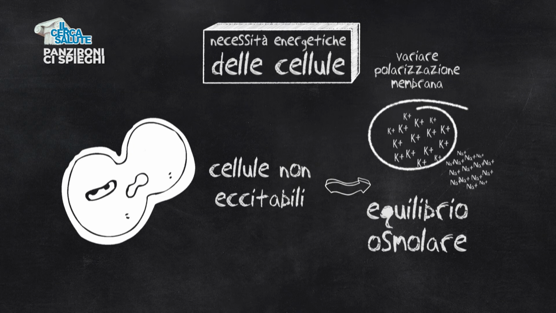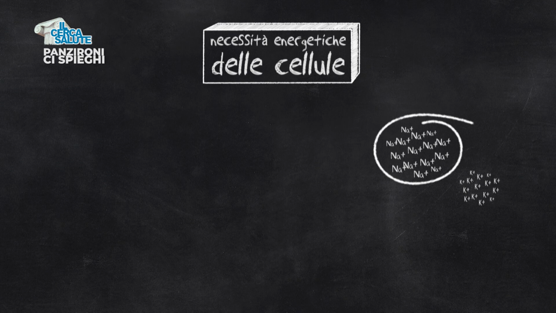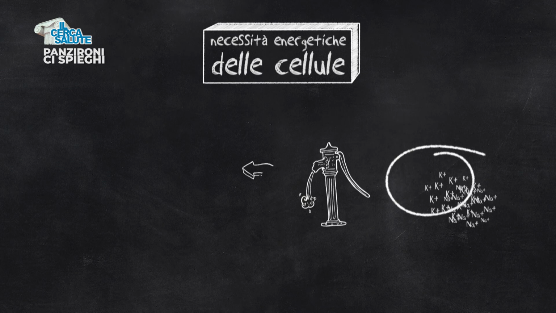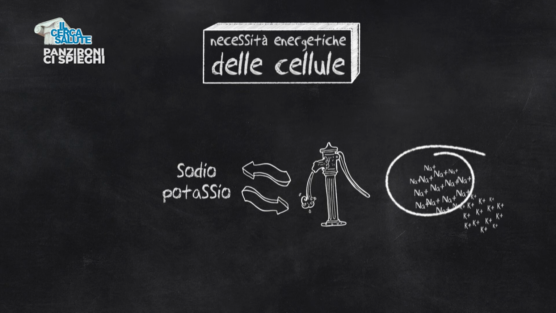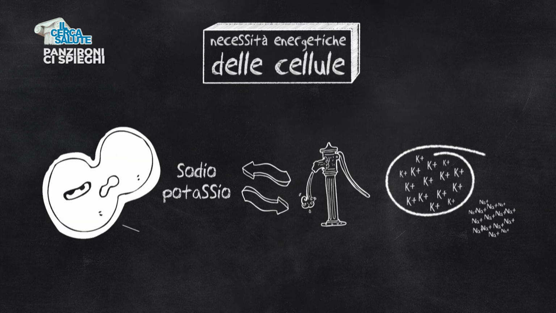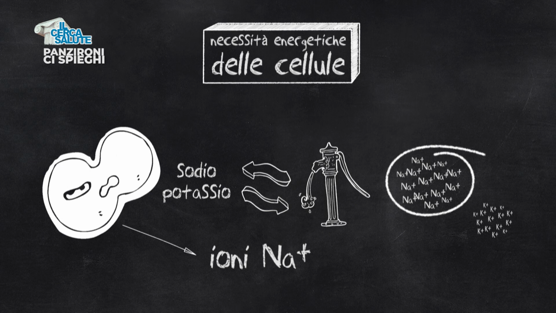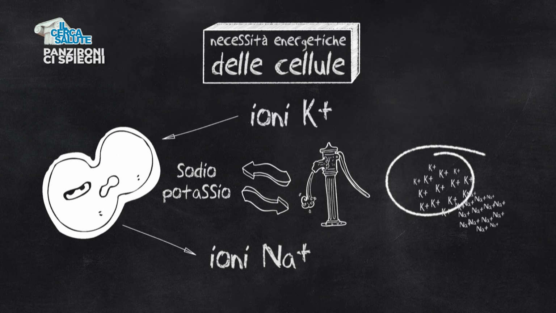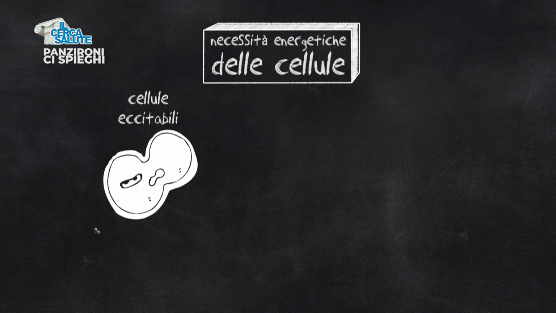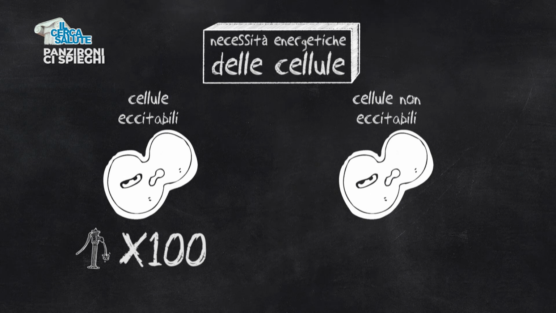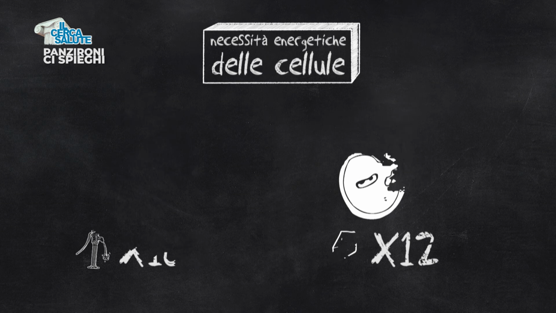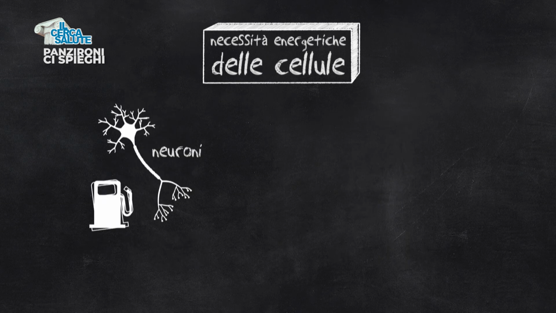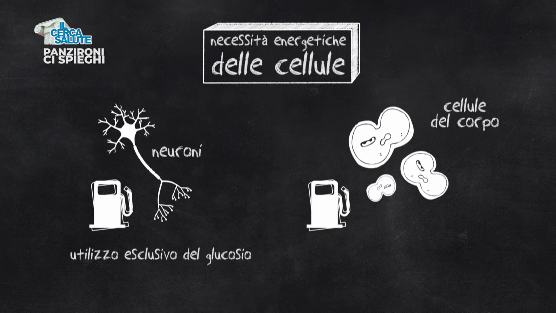The tools that allow cells to vary polarization are the sodium-potassium pumps that regulate the escape and entry of sodium and potassium, and thus allow the transport of Na+ ions outside the cell and K+ ions inside it. Excitable cells possess 100 times the number of sodium-potassium pumps of non-excitable cells and require about 12 times the energy needed by a normal cell. For this reason, neurons use glucose as their energy substrate in an exclusive form, while the rest of the cells in the body use fatty acids.